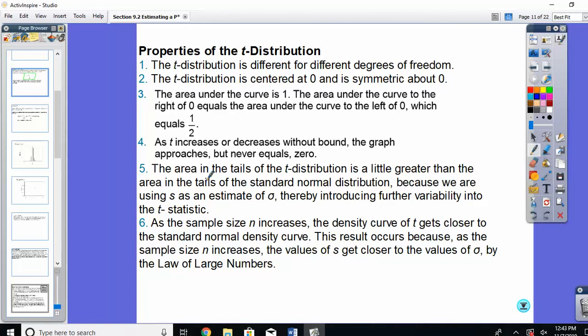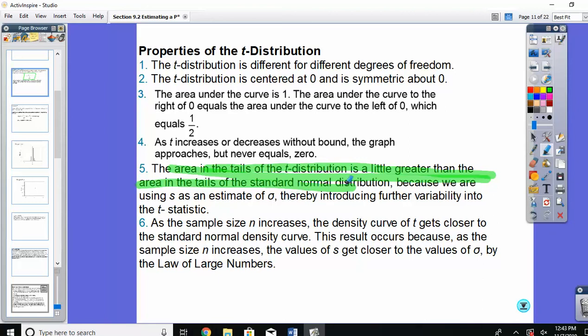It is still centered at 0 and symmetric. The area under the curve is still 1, half on each side, just like with the normal. It's never going to be 0, just like the normal. But the difference here is the area in the tails is greater than the area in the tails of the normal. It's a little more spread out because we are estimating the population standard deviation, so there's more variability here. That's really the big difference.